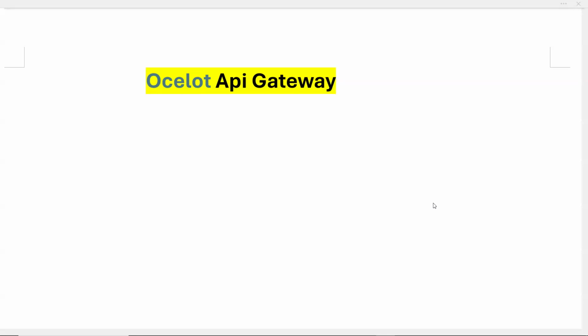Today's topic is Ocelot API Gateway. So, what is an API gateway? An API gateway is a single entry point for all backend microservices. As part of microservices architecture, the API gateway is one of the design patterns. We're going to use it as part of designing microservices.